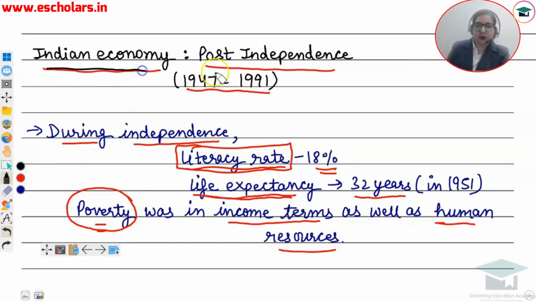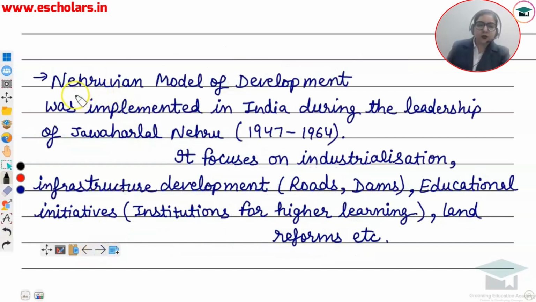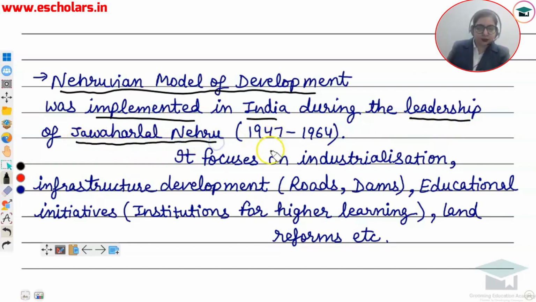So let's have a look. Indian economy post-independence, 1947 to 1991. During independence, literacy rate is 18%, life expectancy is 32 years in 1951. Poverty was in income terms as well as human resources. So students, India opted the Nehruvian model of development. It was basically implemented in India during the leadership of our first Prime Minister, Jawaharlal Nehru ji. This model was implemented from 1947 to 1964.